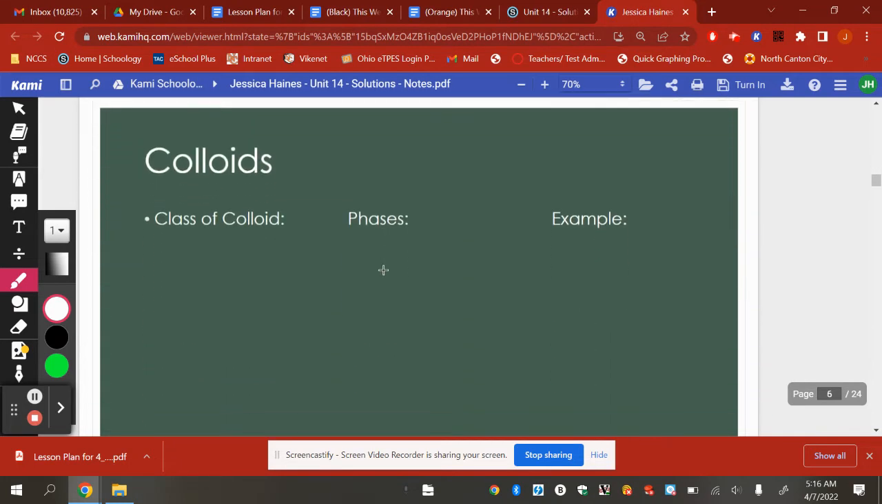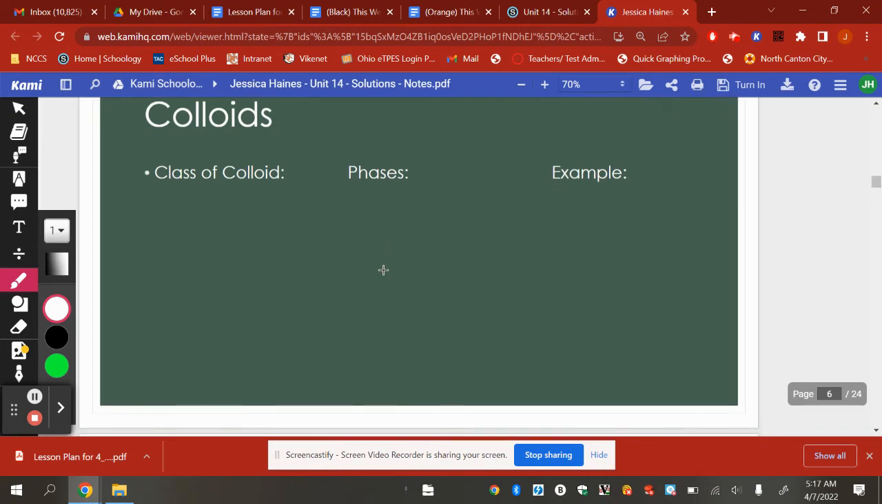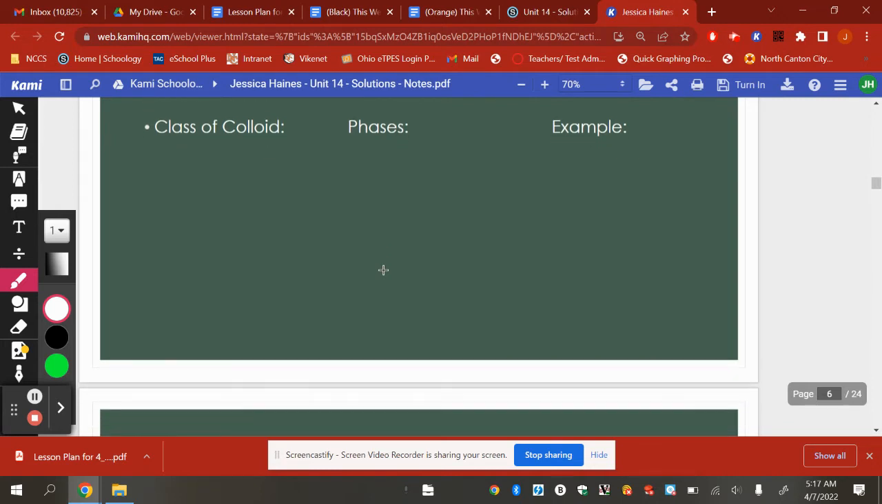When I think of colloids, an example of a colloid is shaving cream, and butter, and paint, and mayonnaise. All of these are examples of colloids. They're like, I don't know, blubbery things, for lack of a better word. A lot of them are. So we're going to go through the different classes of colloids, talk about the phases they are, and I'm going to give you an example of each one of them.